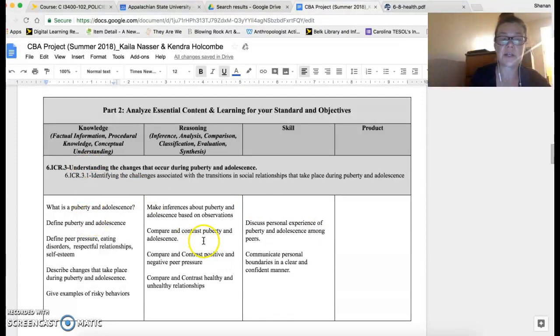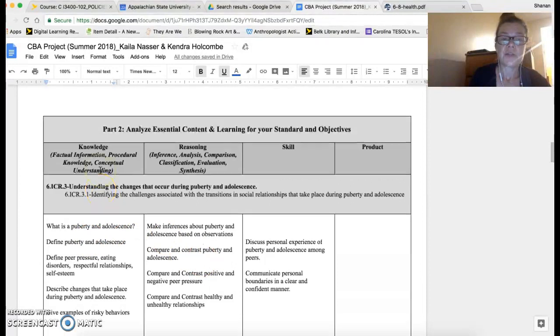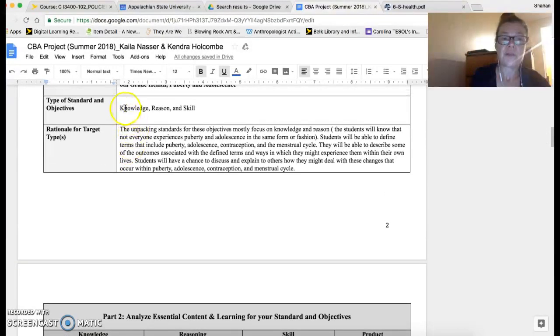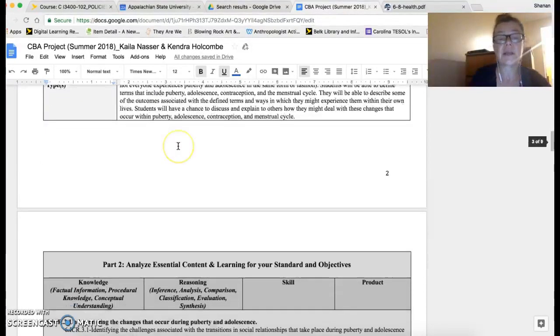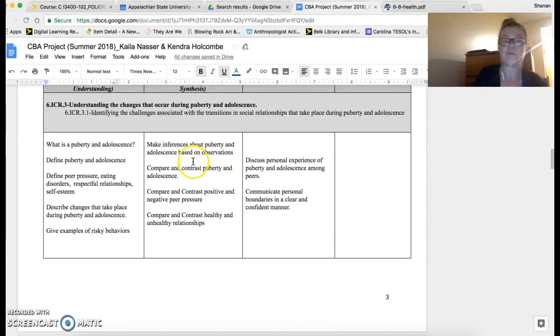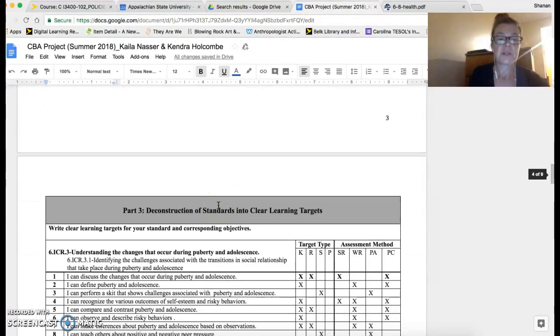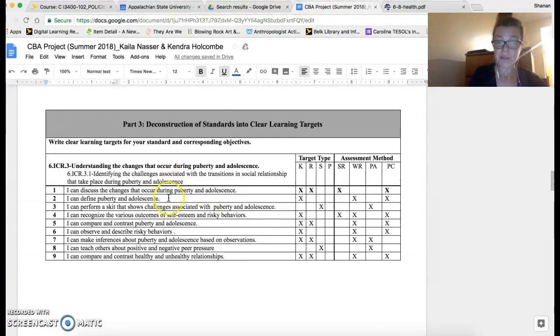So in this section, as you noted above, really the content standards as they're written, they look like knowledge, but when you read the unpacking standards, they also have like decision making and communicating, and so that's why they have reasoning and skill. So all that being said, these are the learning targets that Kayla and I worked on tonight.